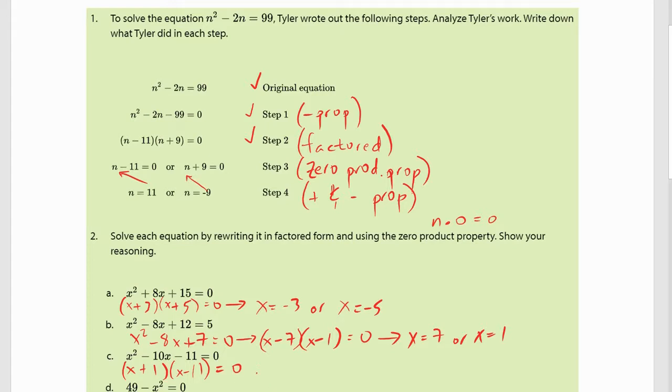So you can actually distribute and double check what I'm doing here. This is connected to previous lessons. All right, so opposite of positive 1, negative 1, or opposite of negative 11, positive 11. All right, so next one looks like it's a perfect square.